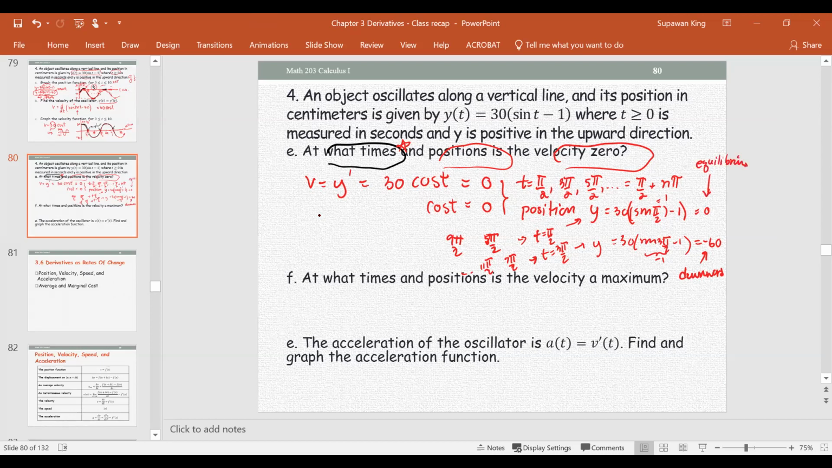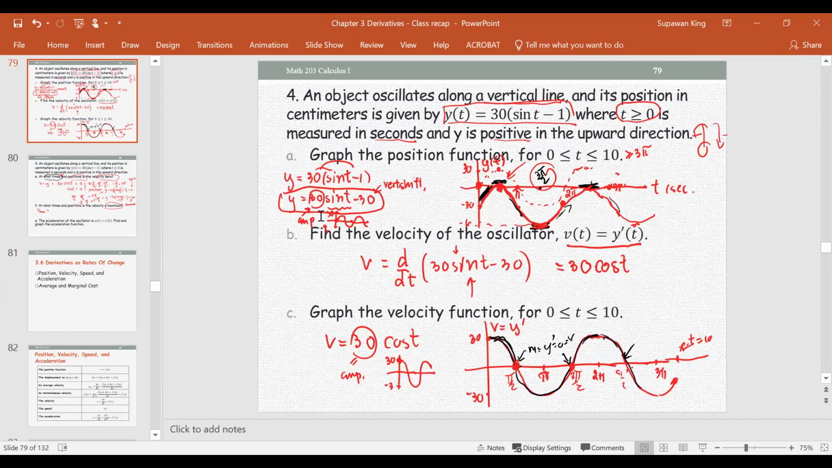Equilibrium position. All right, and then part F: at what times and position is the velocity a maximum? Velocity maximum, that means V max occurs. What is the maximum value of the velocity? If we use the graph, I'm going to go back real quick. For the graph of the velocity right here, the maximum velocity is 30. We consider the negative and positive sign.